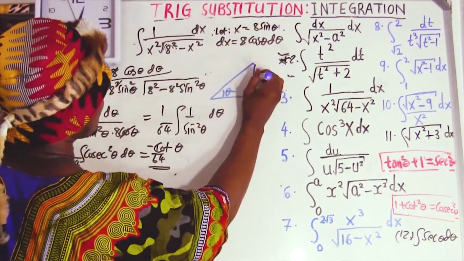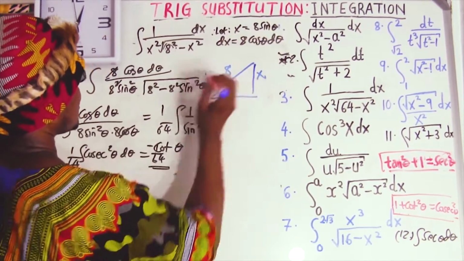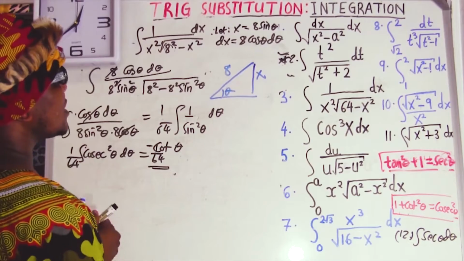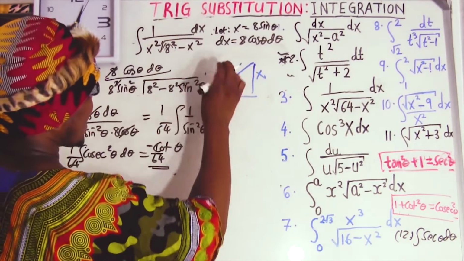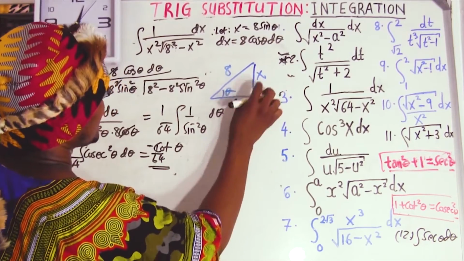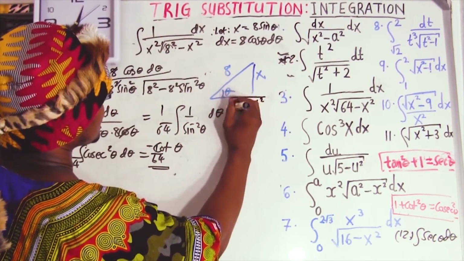So this is going to be opposite, and this is going to be hypotenuse. You see what I'm saying? It's going to be hypotenuse. And for that case now, we can get the adjacent. How are we going to get it? Hypotenuse square minus opposite square is going to give adjacent.